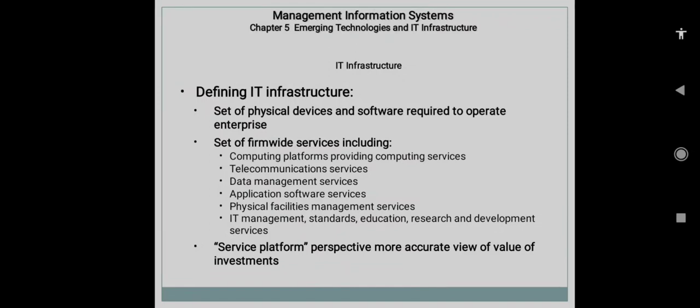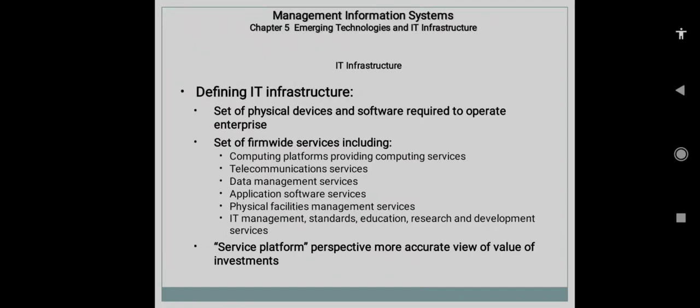Let's define what is IT infrastructure. It is a set of physical devices and software required to operate an enterprise. It is a set of firm-wide services including computing platforms for providing computing services, telecommunication services, data management services, application software services, physical facilities management services, IT management standards, education, and research and development services. The service platform perspective gives a more accurate view of the value of investments. The service platform perspective refers to analyzing the actual services enabled by new technology tools.